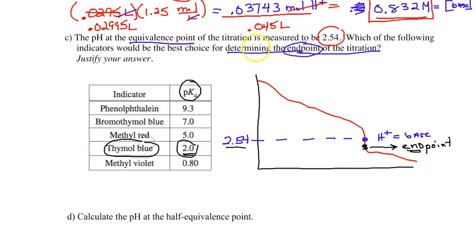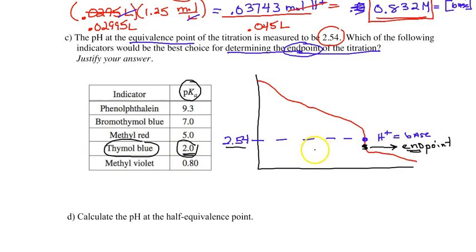Now, they say justify your answer. You can just say that thymol blue will change color nearest the equivalence point. This is the only indicator where the pKa is closest to the equivalence point, and that would be your answer. That's all they're looking for, to say that this pKa is closest to the endpoint.